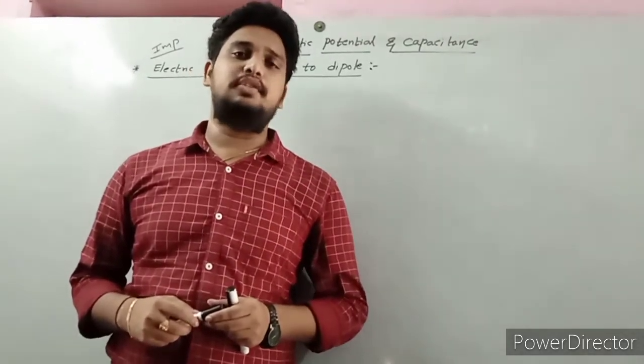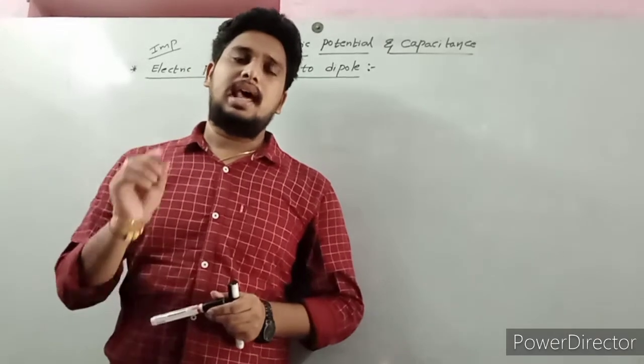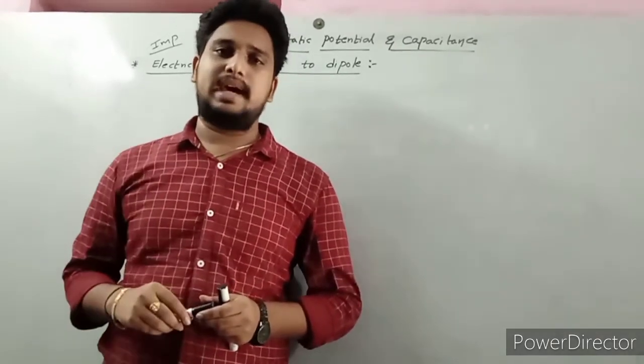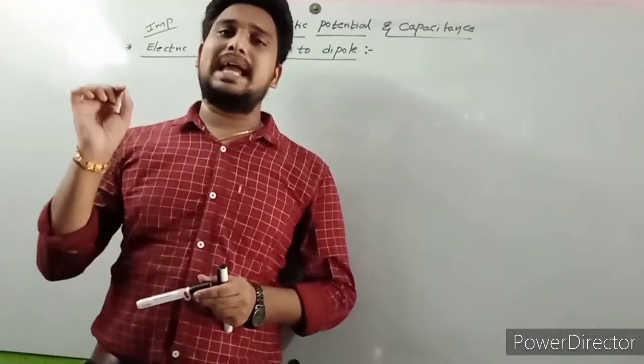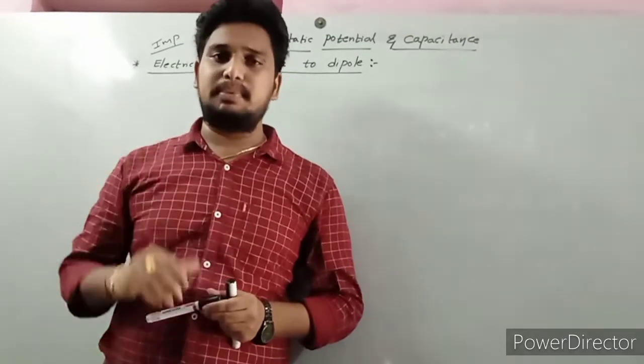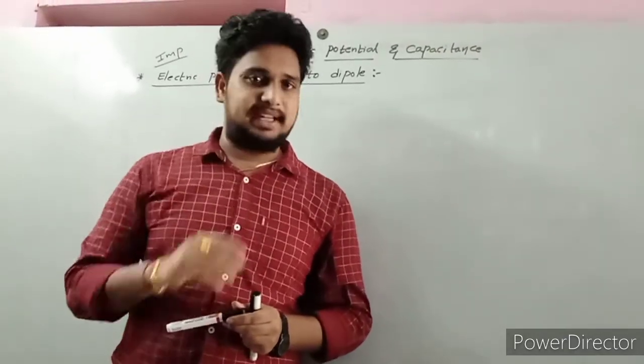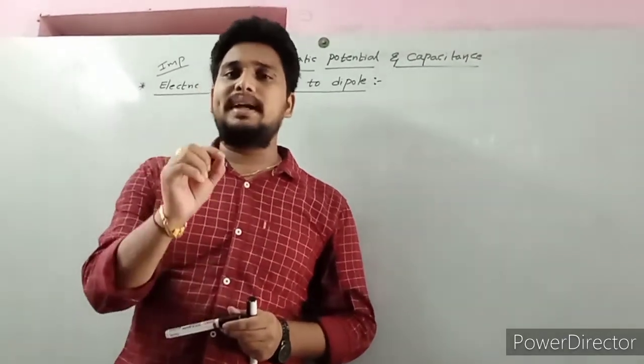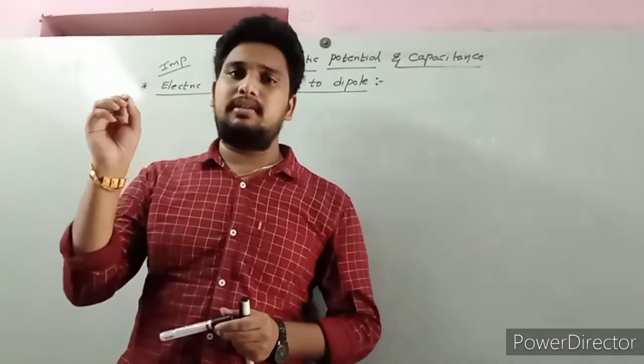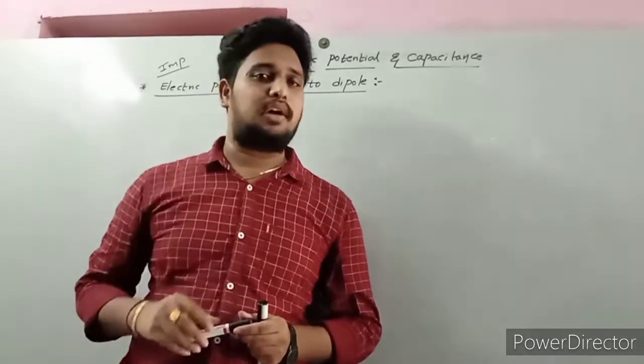Today we are going to discuss a few more details about electric potential and capacitance. In the last few lectures we discussed electric potential due to a dipole. If a point lies on the axial line of the dipole, we got one derivation and formula. If a point lies on the equatorial line of the dipole, we got another formula.